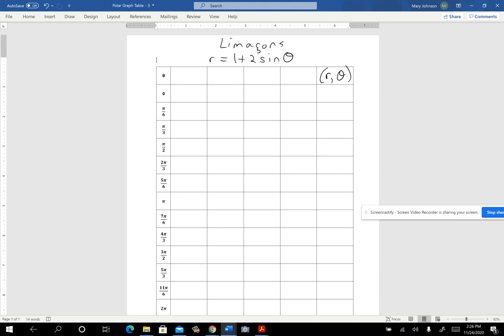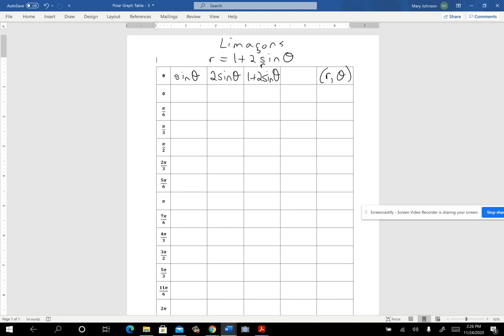Sometimes it helps to do a progression of things until you get to the r value. So if you know theta, you would then do sine theta. Then you could do 2 times sine theta. And then you could do 1 plus that. Now you could do that all at once, but sometimes I find it helpful to separate it out a little bit. Then I know when I get to here that this is my r, and that's what I'm going to use to write my ordered pair.